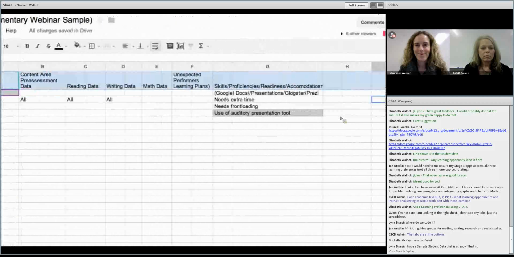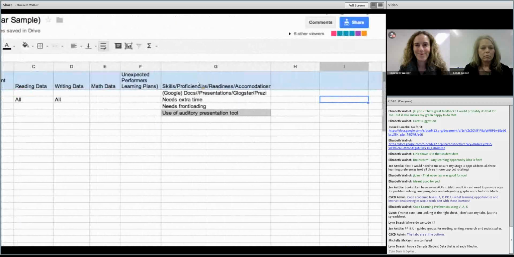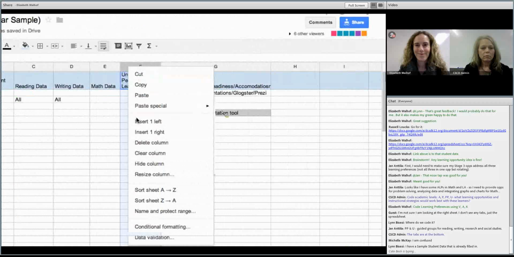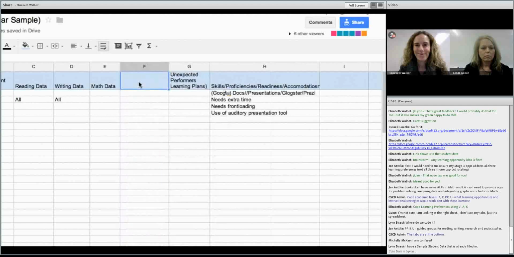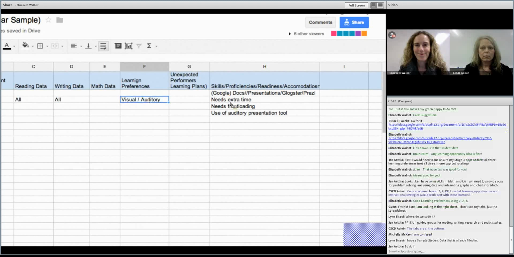I have my skills and proficiencies people over here, and I noticed I'm going to add just another column, insert one to the left, that we didn't have our learning preferences. So I think that this definitely is going to be for my visual and auditory people. My kinesthetic folks are just, this isn't doing much for them. So I'm going to do a V and an A there. So I'm just thinking through that.